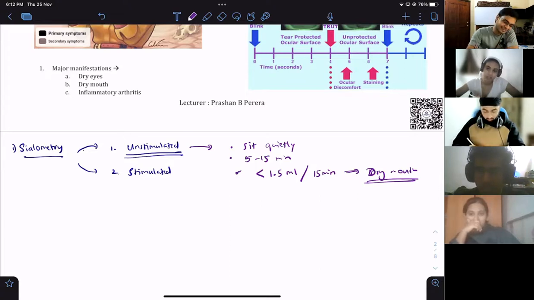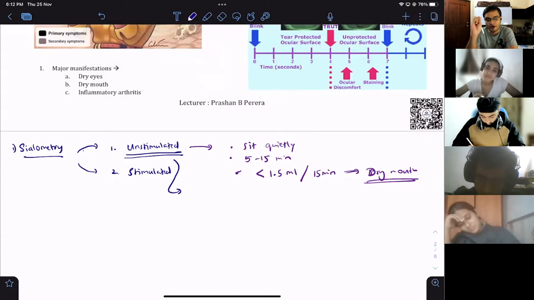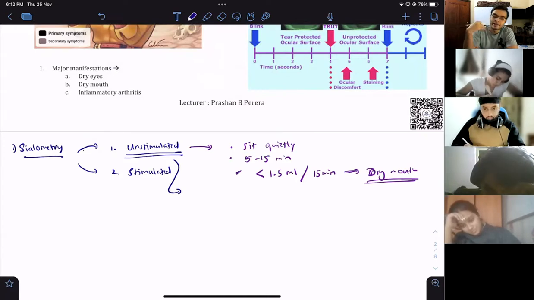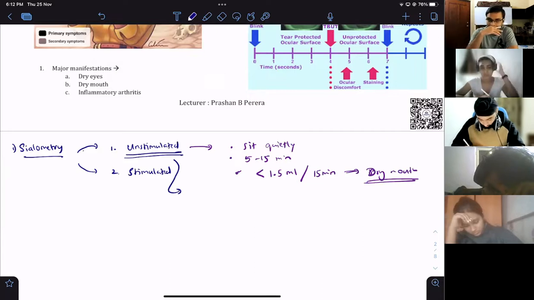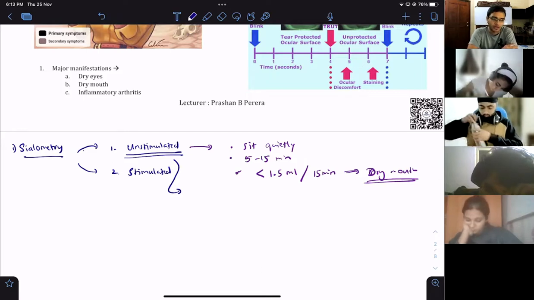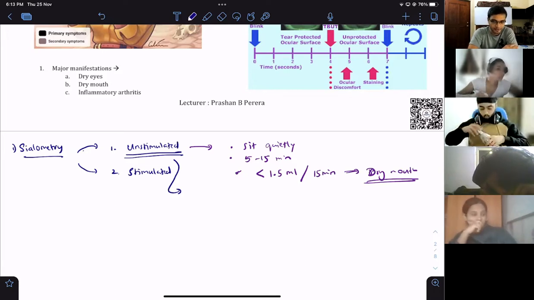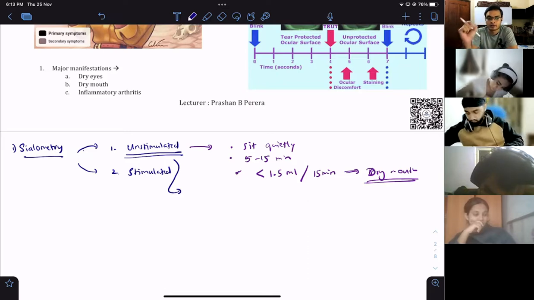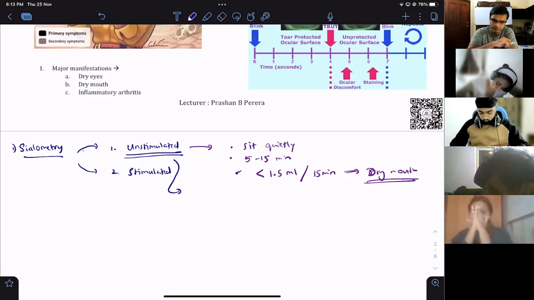Anticholinergics, guys. If the patient is already on an anticholinergic, or any other drug that has an anticholinergic side effect, then we cannot do sialometry, unstimulated or stimulated for that matter. We cannot do sialometry. In that case, we have to go for other methods. So sialometry is one of the things; just note that down. It cannot be done if the patient is on an anticholinergic.